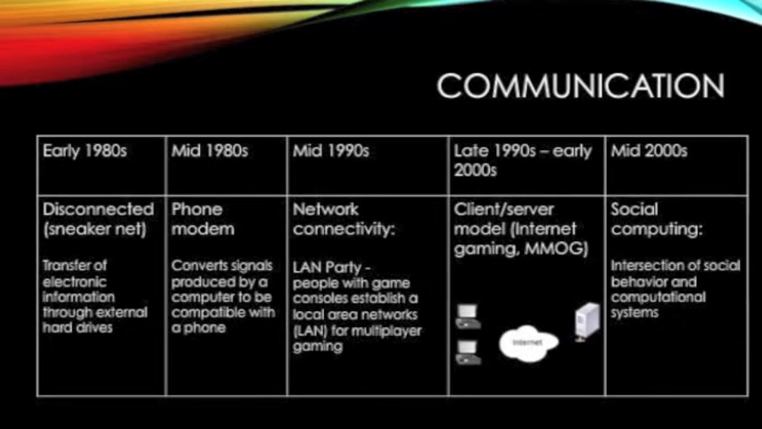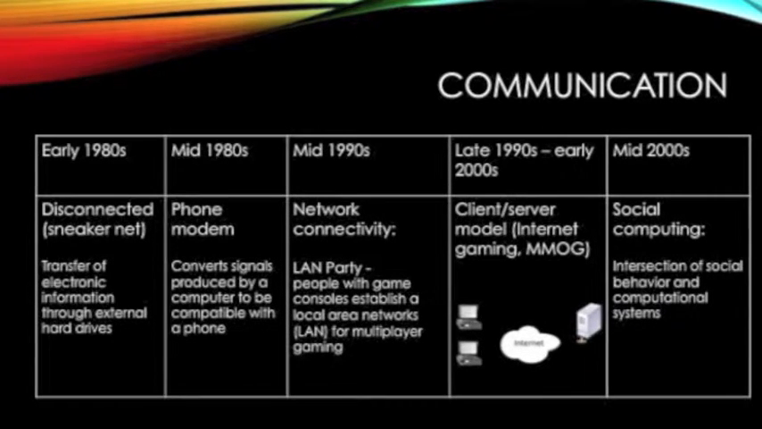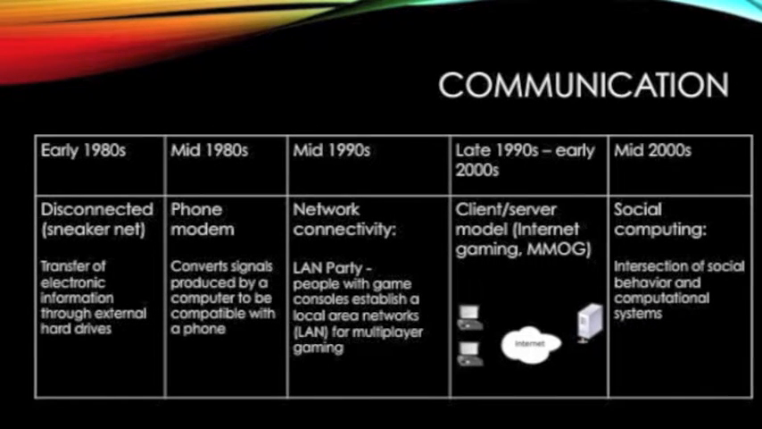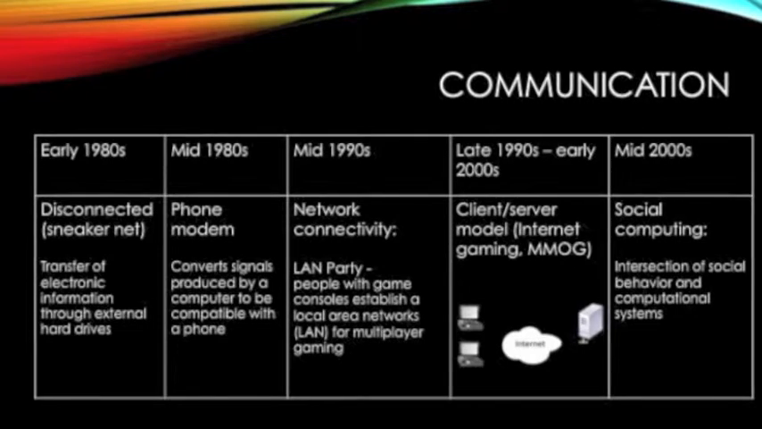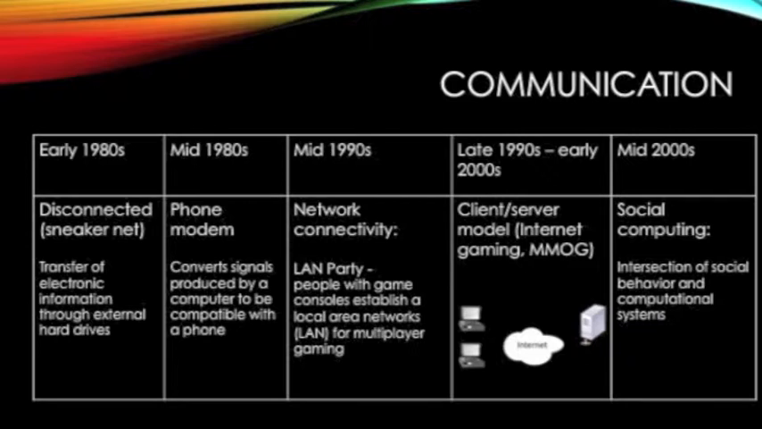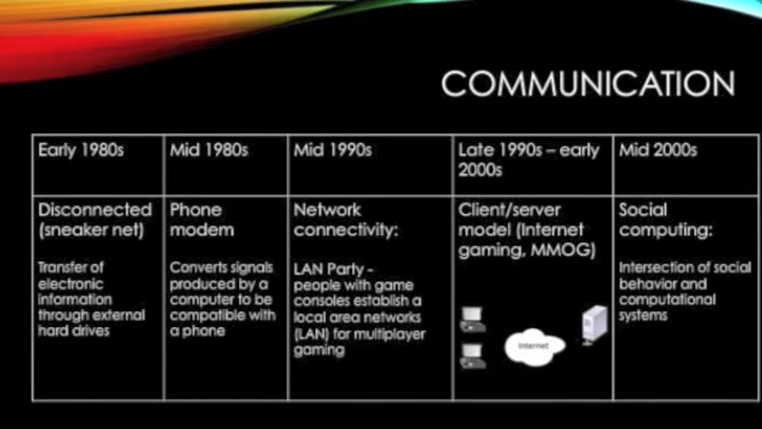For example, the LAN party lets people with game consoles establish a local area network for multiplayer gaming. In the late 1990s to early 2000s, the client-server model became popular, so internet gaming and MMOGs were a popular mode of gaming technologies. In the mid-2000s, social computing dominated the landscape. Social computing shows the intersection of social behavior and computerized systems.